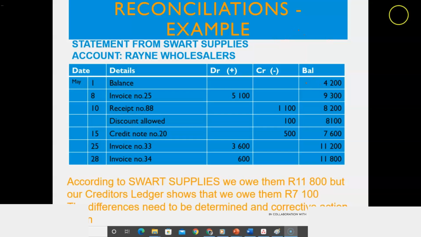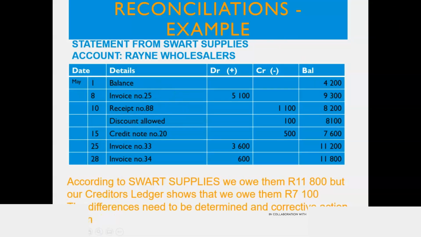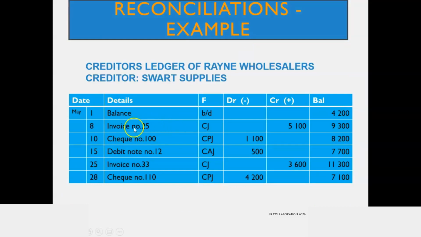I'm just going to do this on the 8th, and keep moving from one slide to the next. On our side, we issued an invoice, right? And we issued an invoice because we decided to take more goods from SWOT suppliers on credit. So as we took them out, what did we do on our side? Obviously, we were increasing what we owe. As we increase what we owe, we put the 5,100 on our credit side of things.